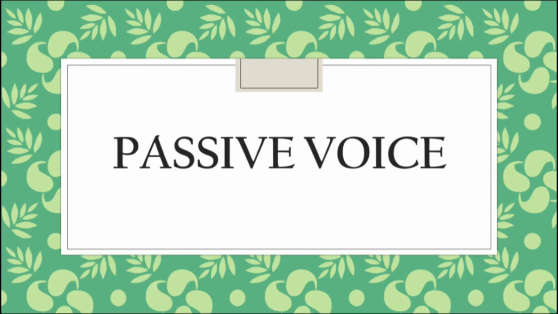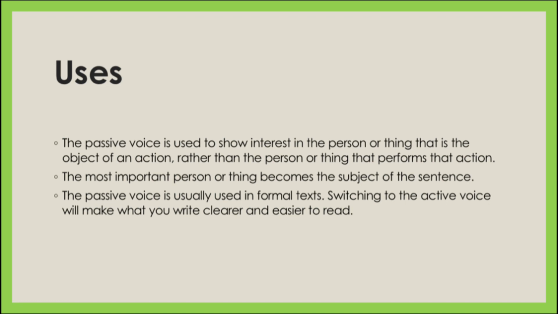Passive voice. Uses. The passive voice is used to show interest in the person or thing that is the object of an action, rather than the person or thing that performed that action. The most important person or thing becomes the subject of the sentence. The passive voice is usually used in formal text. Switching to the active voice will make what you write clearer and easier to read.